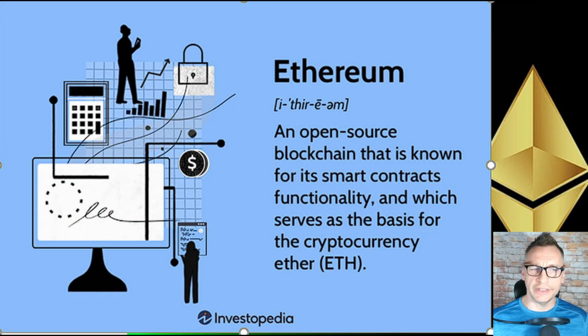Ethereum, or Ether, is an open source blockchain that is known for its smart contracts functionality and which serves as the basis for the cryptocurrency Ether. It is also the second largest cryptocurrency right after Bitcoin, and many people are hoping that we will see a flippening of Ethereum over Bitcoin over the next bull run.